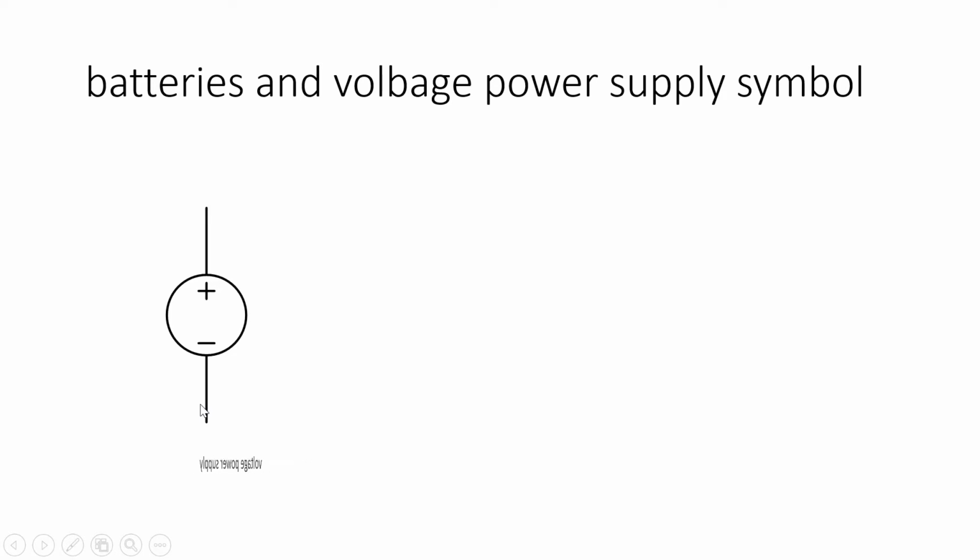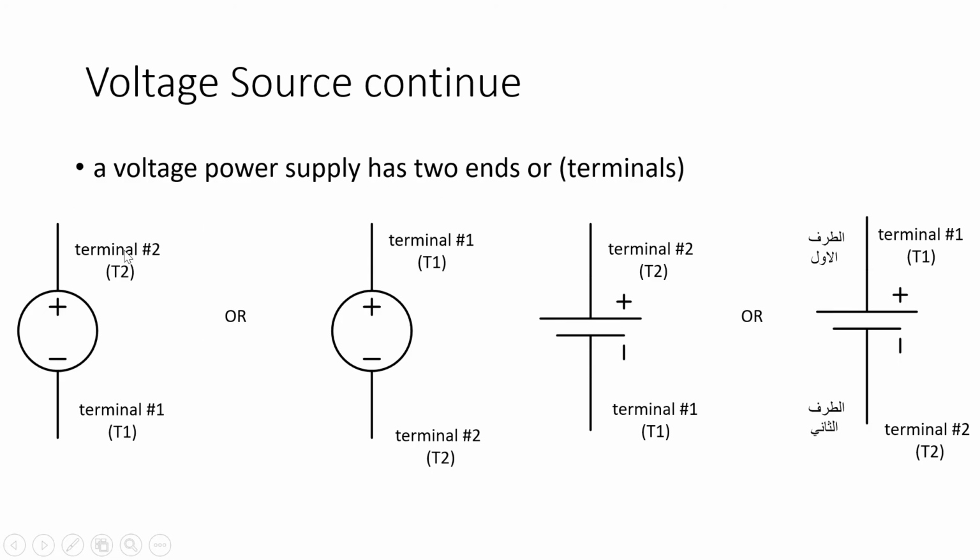The battery is also a two-terminal electrical component. It has terminal 1 and terminal 2. Whether we call terminal 1 the positive terminal of the battery, the power supply, or call terminal 2 the positive one, it doesn't make any difference to the circuit itself, as you see here.